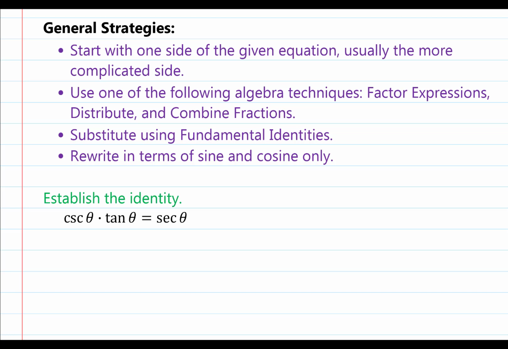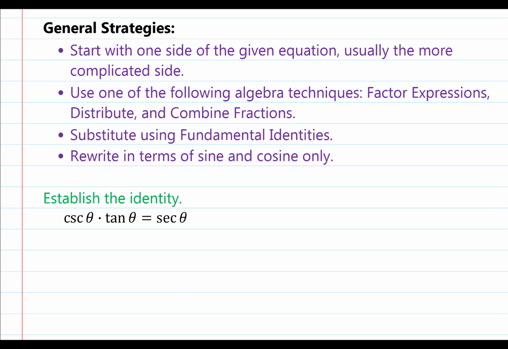We're given cosecant of angle theta times tangent of angle theta is equal to secant of angle theta. Now, what we are not trying to do is solve this equation for angle theta. What we know is that theta can be any angle in the domain of cosecant, tangent, and secant. That means that this is an infinite set of angles that satisfy this equation. What we are trying to do is establish that the left side is actually equal to the right side.